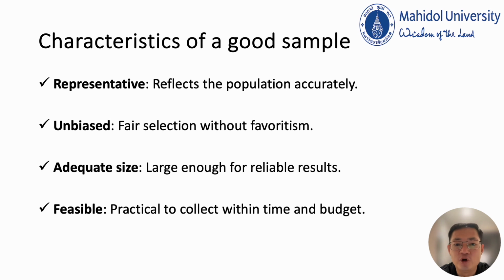A good sample has four important characteristics. First, it must be representative, meaning it accurately mirrors the larger population. Second, it should be unbiased. There should be no favoritism in how participants are chosen. Third, it must be adequate in size, big enough to provide statistically reliable results. Finally, it should be feasible, meaning you can realistically gather the data with your available time, resources, and budget. Balancing these characteristics is essential to ensure the quality of your research.